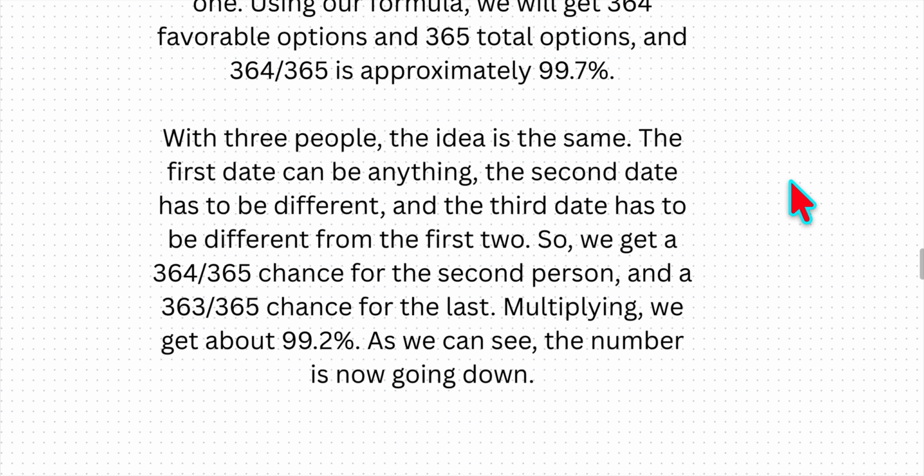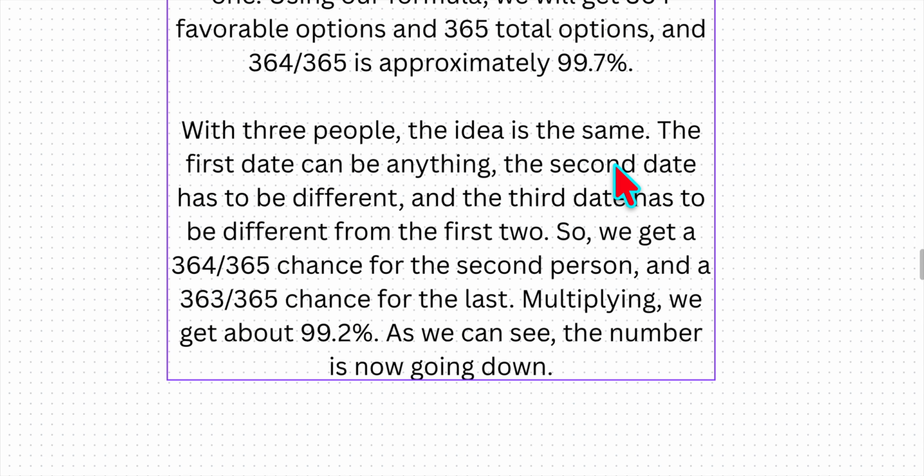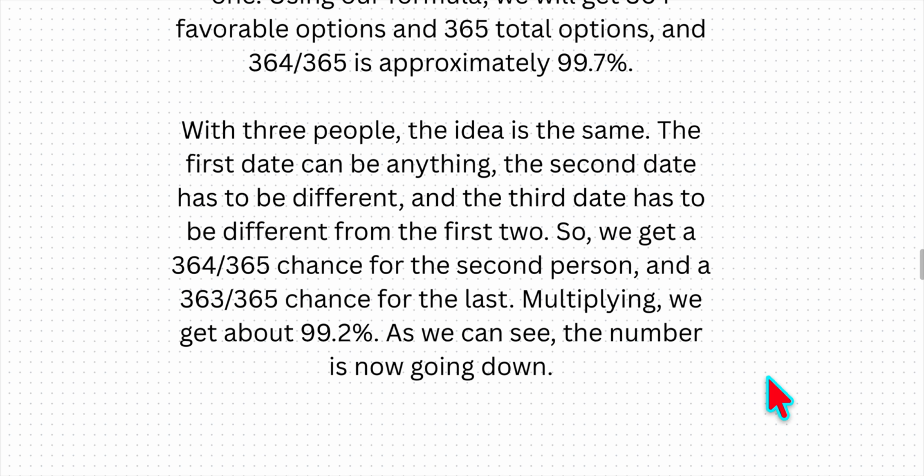Now let's do it with 3 people. The idea is the same. The first date can be anything, because it won't be the same as anything. The second date has to be different from the first one. The third date has to be different from the first 2. So we get a 364 over 365 chance for the second person. And since the third person can't be any of the first 2, there are only 363 ways. So it's a 363 over 365 chance for the last. Multiplying, we get about 99.2%. This number is smaller than 99.7%, though not large enough to make a difference, seemingly.